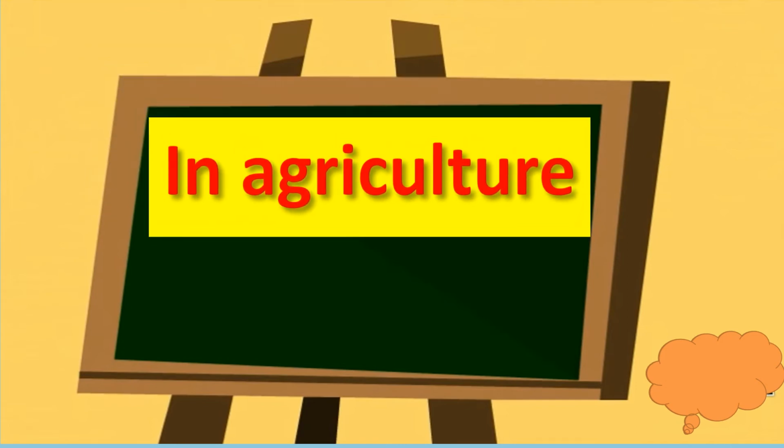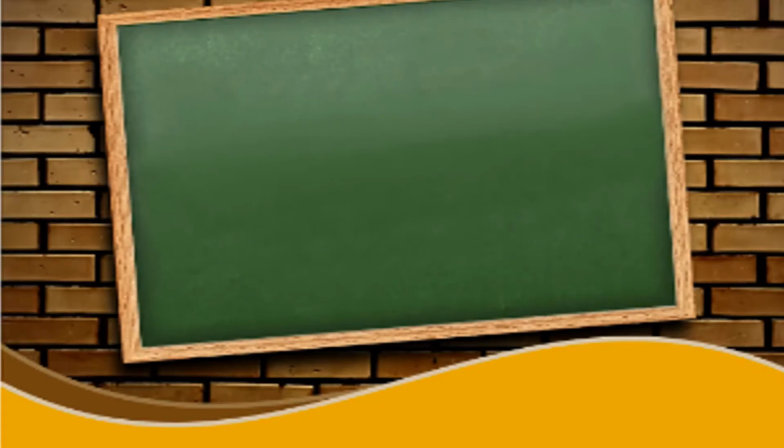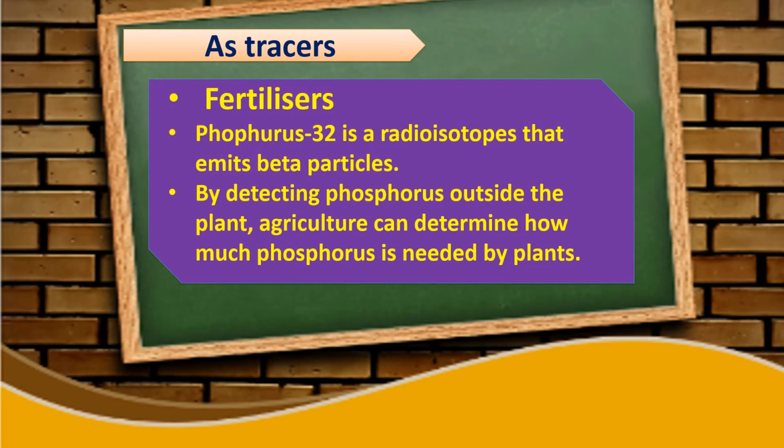In agriculture, these are the uses of the radioactive substances. As tracers, so this one, it is used as fertilizers, like the phosphorus-32. It is a radioisotope that emits beta particles. By detecting phosphorus outside the plant, agriculture can determine how much phosphorus is needed by plants.